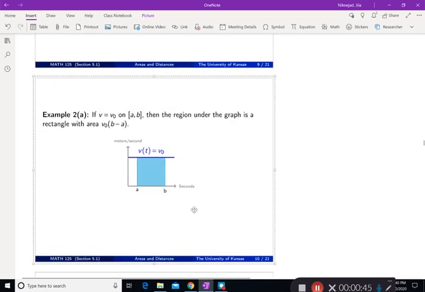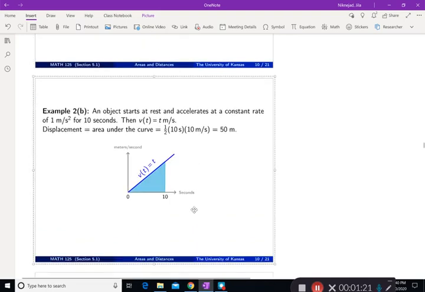So as an example, if v is equal to v0, and that means a constant speed on a to b, then the region under the graph is a rectangle with area v sub 0 times b minus a. This makes sense because if you have a constant speed and you start traveling at time a and end at time b, then you have traveled v0, the constant speed, times b minus a, the difference in time.